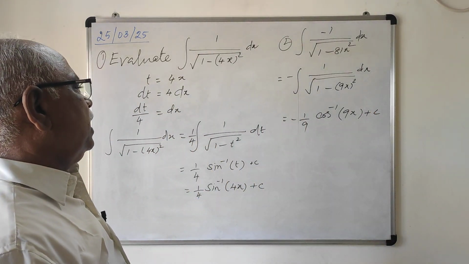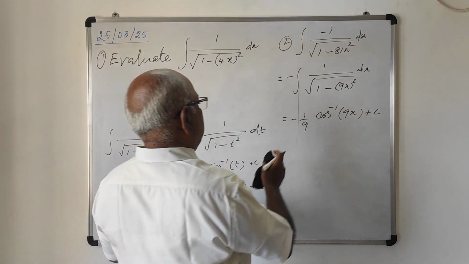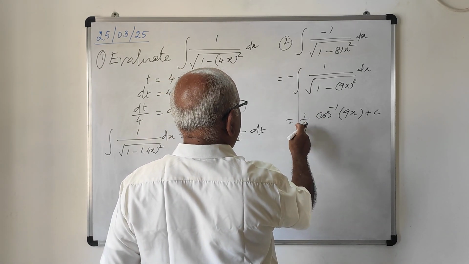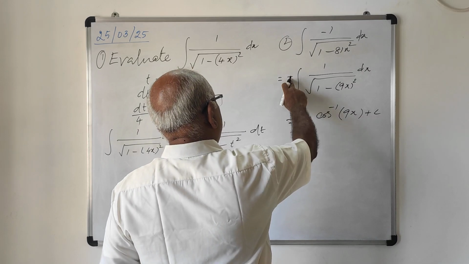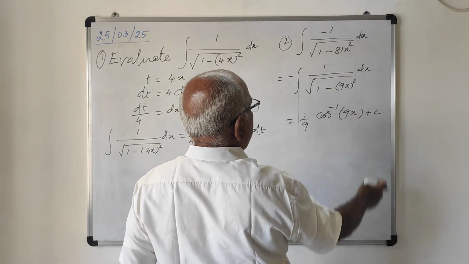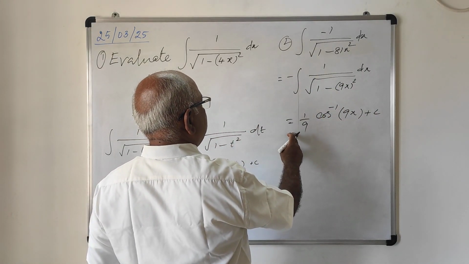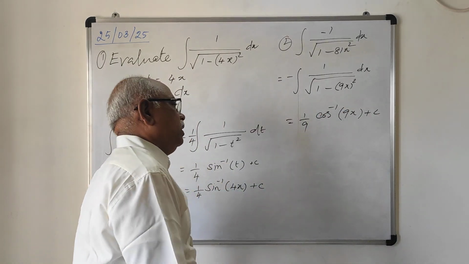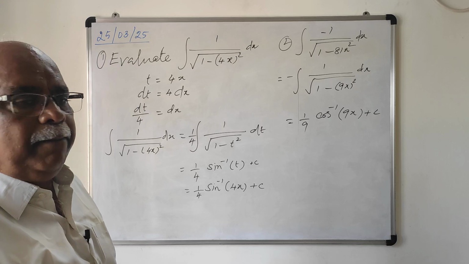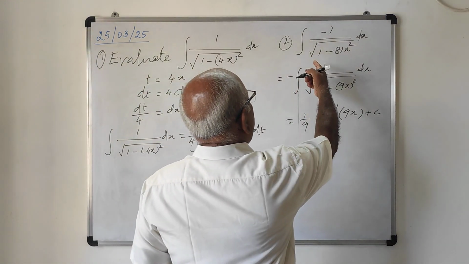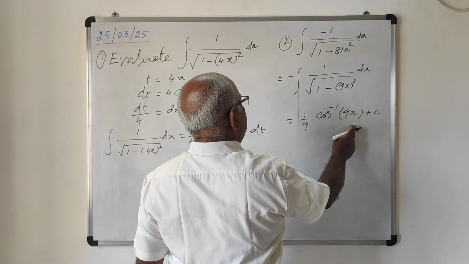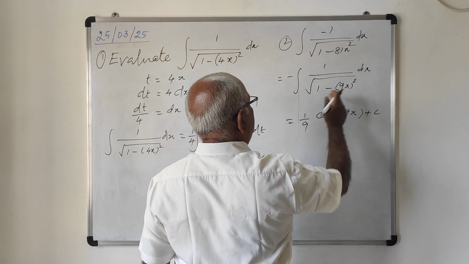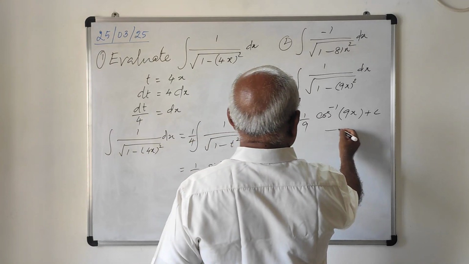So minus 1 by 9 into this, if you get a minus sign, it is sin inverse. So if you introduce the minus sign, you will get cos inverse. Or otherwise minus 1 by 9 into sin inverse 9x plus c, or just 1 by 9 cos inverse 9x plus c. Both answers are correct. Because minus 1 by root of 1 minus x square is cos inverse x. Therefore 1 by 9 into cos inverse of 9x, and t can be replaced by 9x. Okay, this is our problem.